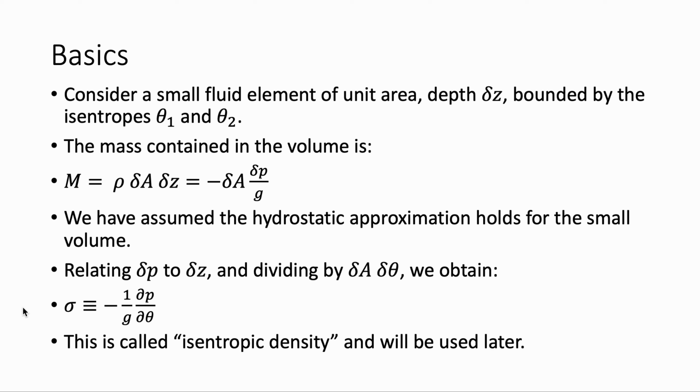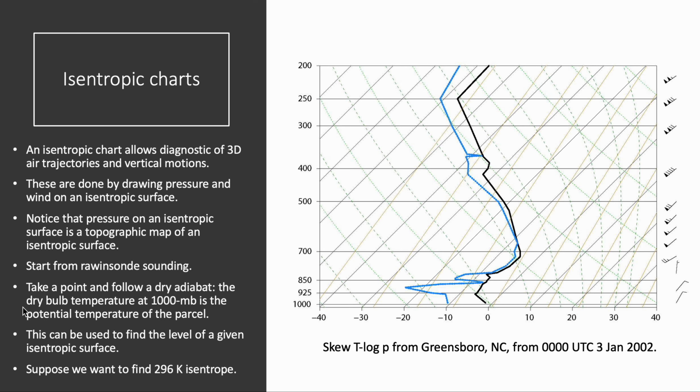Okay, so how do we use isentropes to say something about the atmosphere? Well, let's start from some skew-T log p. This is a simple case from 2002, January the 3rd. This is taken in North Carolina, it doesn't really matter. And the black line here is the dry bulb temperature, and this is the dew point temperature in blue.